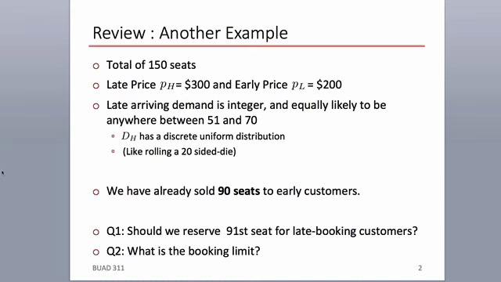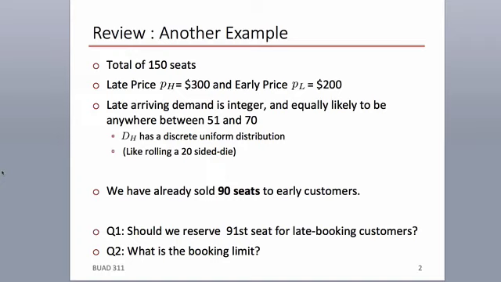We're thinking about an airplane that has 150 seats. And we're going to engage in some dynamic pricing. So early bird prices are going to be $200. The late price for people who come last minute is going to be $300. And the question tells us that the demand for high willingness to pay or late customers is equally likely to be anywhere between 51 and 70.